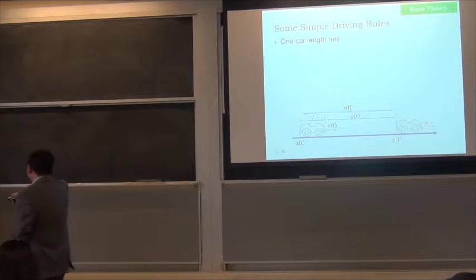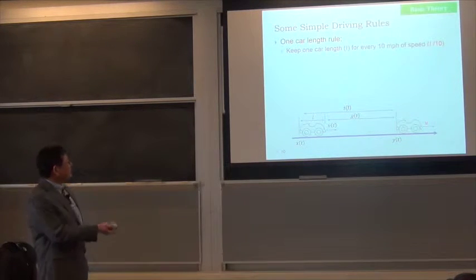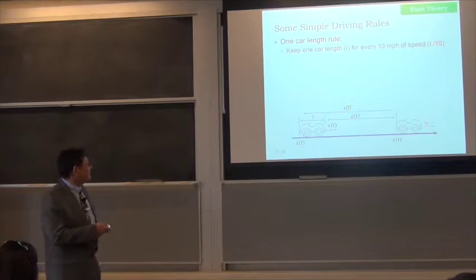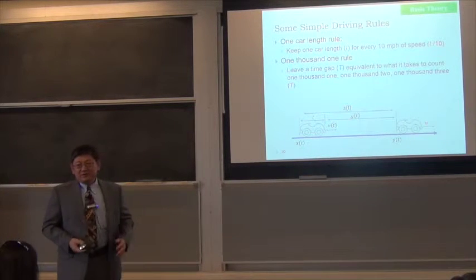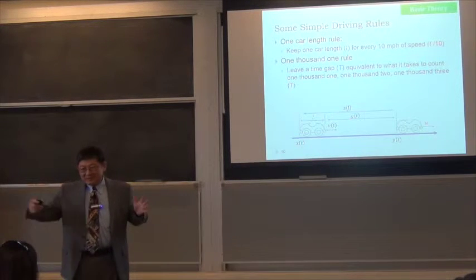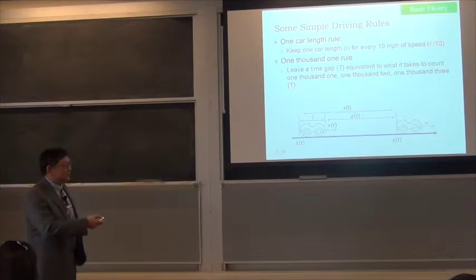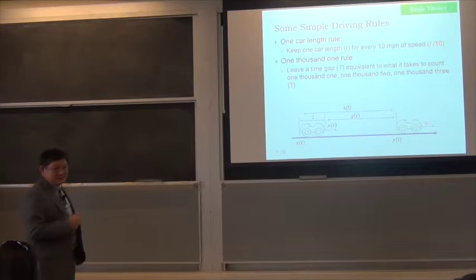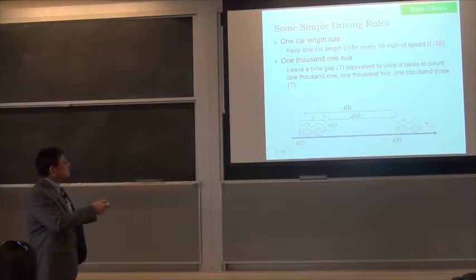So that's one I call the one car length rule. For every 10 miles per hour of speed, you keep one car length. And there are also other recommendations. I call it the 1001 rule: when you're driving, you count 1001, 1002, 1003, and you should travel the distance between, the gap. So in either case, if you look at this, the car length divided by the 10 miles per hour gives you a unit of time. So you have some kind of a time.